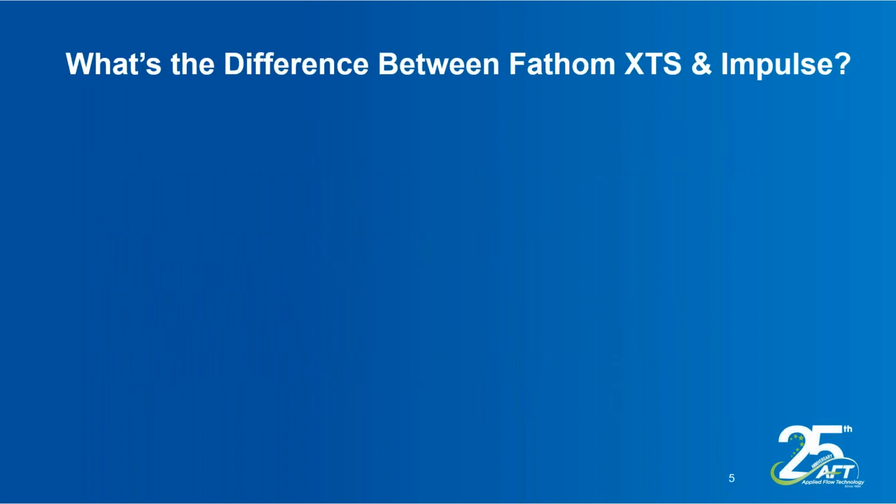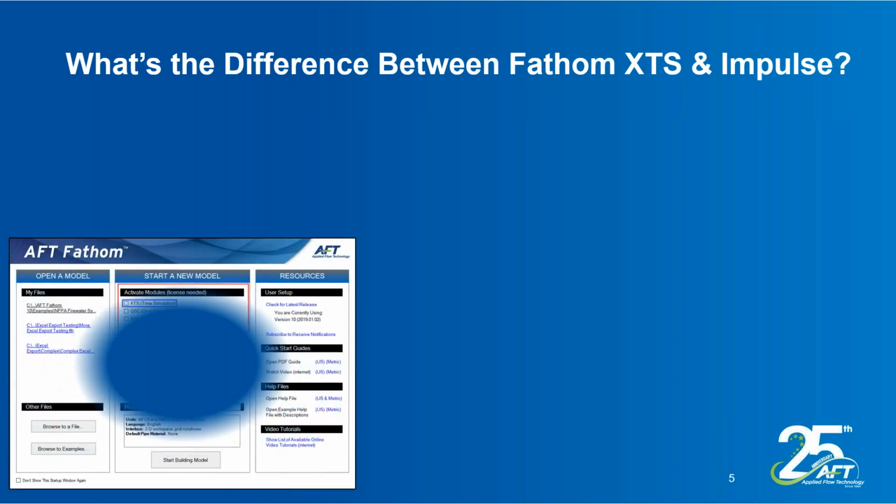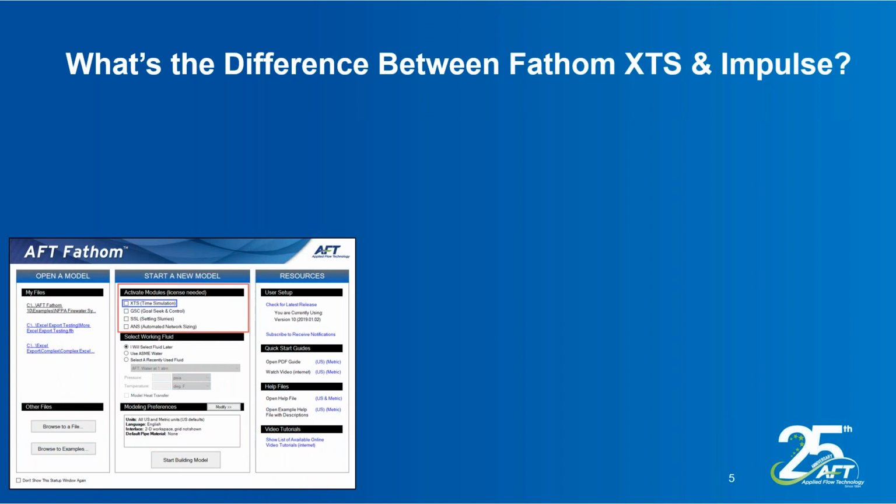So getting into this, what's the difference between Fathom XTS and Impulse? Well, this is what you'll see when you first launch the AFT Fathom software. You'll find that there are several add-on modules that you can activate. If you have a license for them, you can use and enjoy those expanded capabilities. The module that we're going to be talking about today is the XTS module. That stands for Extended Time Simulation. So that's one way of doing a transient analysis right within AFT Fathom itself.